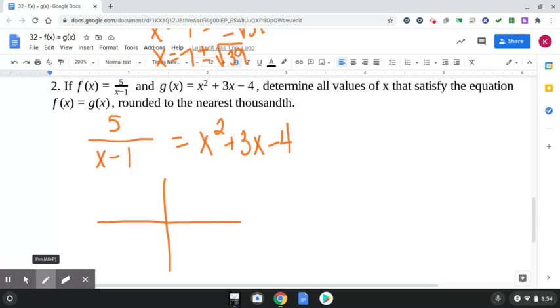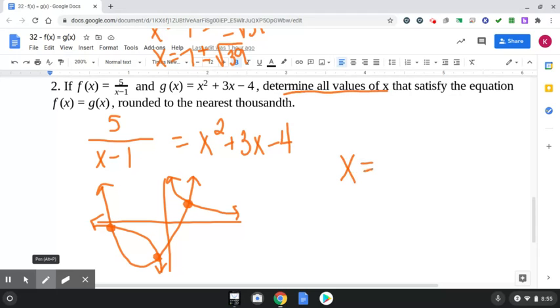And I have this one comes down like this way, and then up here also. And then my parabola looks something like that. So I have 1, 2, 3 times where they meet. My directions say determine all values of x that satisfy the equation. So I'm going to get 3 x values. And I'm going to round them all to the nearest thousandth.